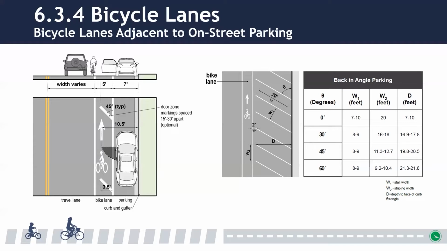Bike lanes should not be placed adjacent to head-in angled parking, since drivers backing out of parking spaces have poor visibility of bicyclists in the bike lane. The use of back-in angled parking can help mitigate these conflicts normally associated with bicycle lanes adjacent to head-in angled parking. The guide exhibit shown on this slide includes typical design angle, width, and depth of back-in angled parking.